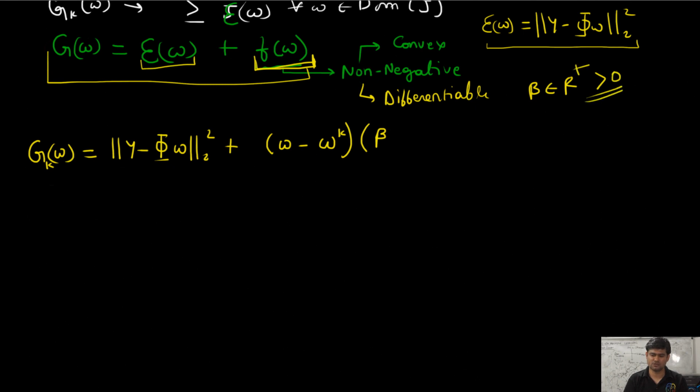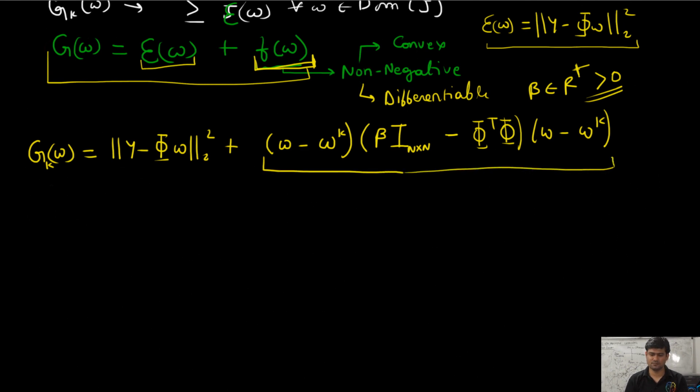So beta belongs to the domain R plus, that is the non-negative real axis, times an identity matrix I, which is an n cross n identity matrix. This is of the same dimension as W, n cross n, where W is an n-dimensional real vector, minus phi transpose times phi times W minus Wk. So as we can see, this function f of W is quadratic in W.